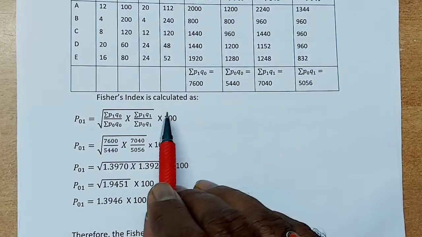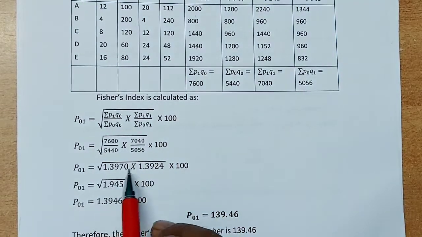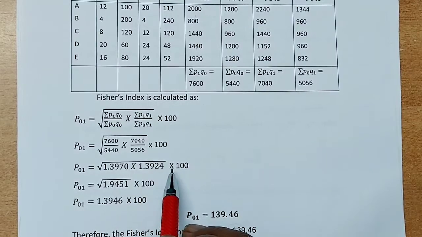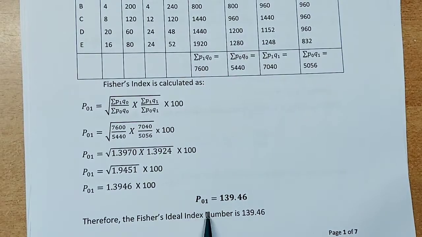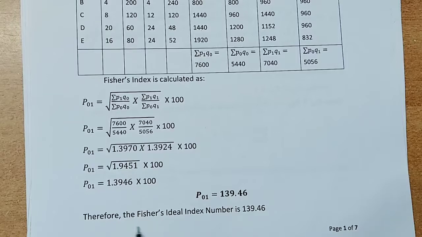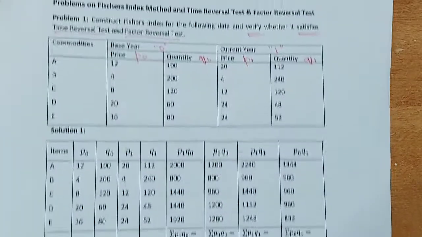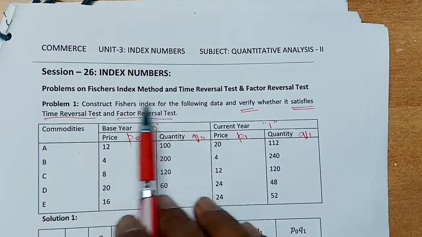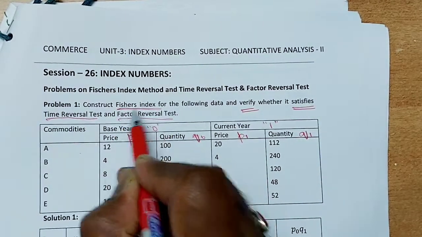We are just substituting the respective values in the formula: the square root of 1.3970 into 1.3924, multiplied by 100. So finally what we get is P01 is equal to 139.46. Therefore, this is Fisher's ideal number, which is 139.46. So this is how we calculate Fisher's index numbers, which we have already done in our previous session.